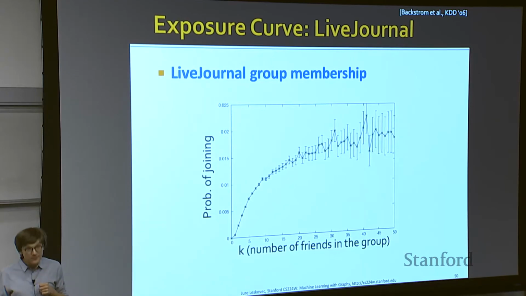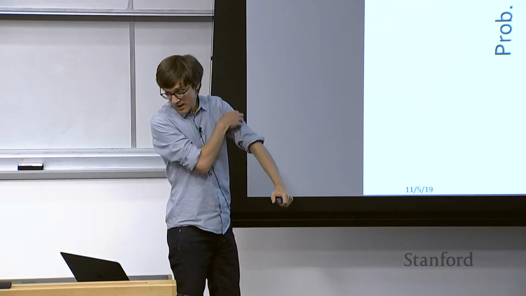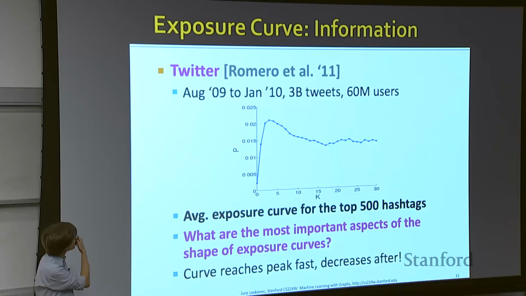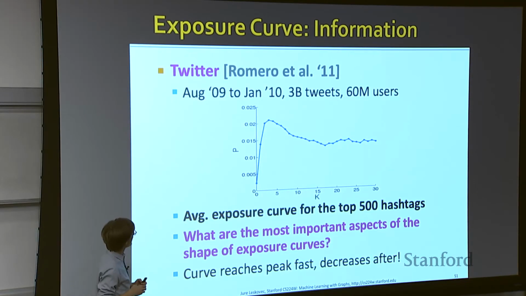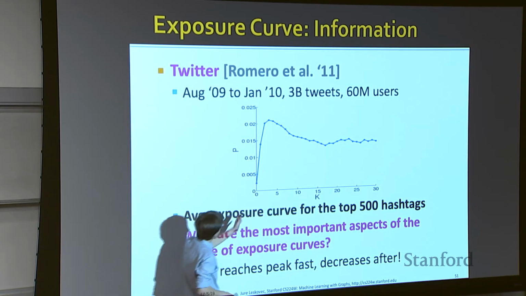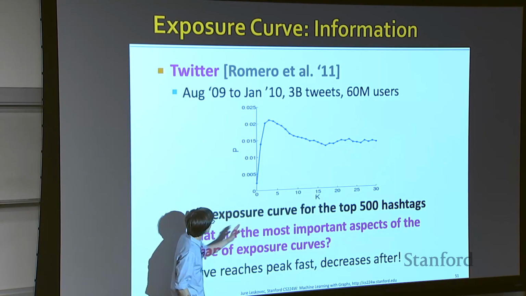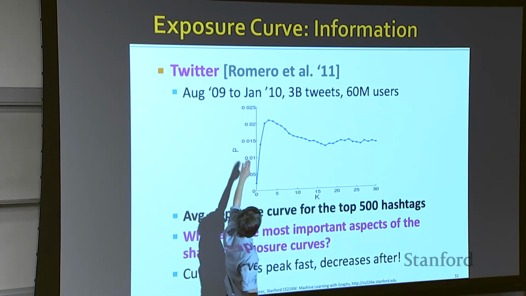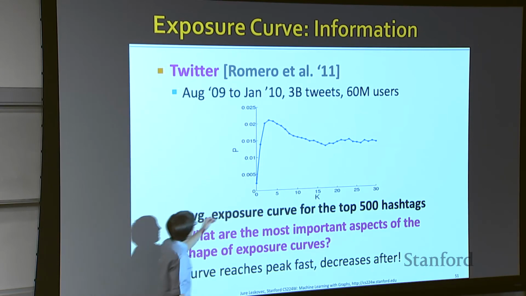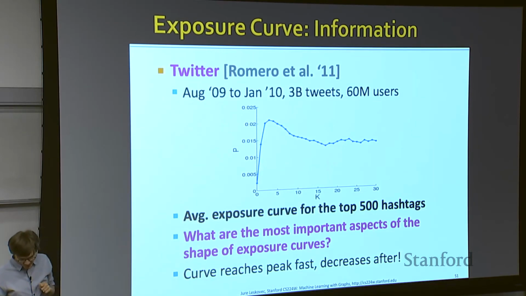So I want to finish the lecture with showing you some examples of how these exposure curves look like on Twitter. So here is analysis of 3 billion tweets and 60 million users, where what these guys were doing is they were measuring these exposure curves for top 500 most popular hashtags. So the idea is, how often did you see the hashtag versus what is your probability of using it. And then they were saying, how could I characterize or understand the shape of this curve?